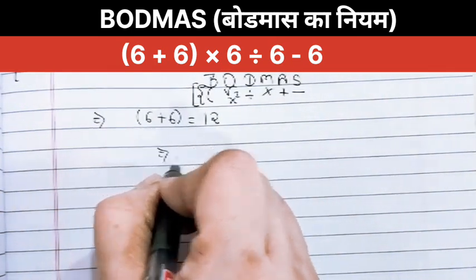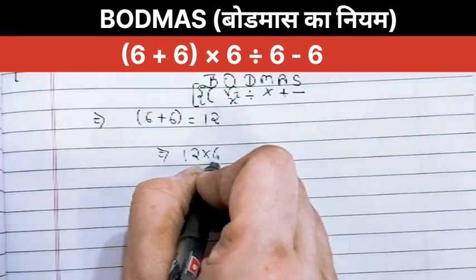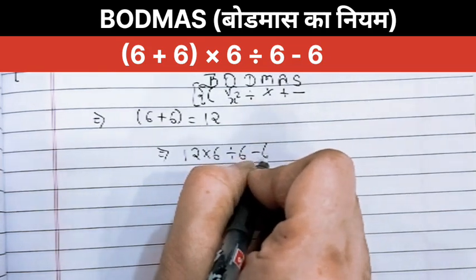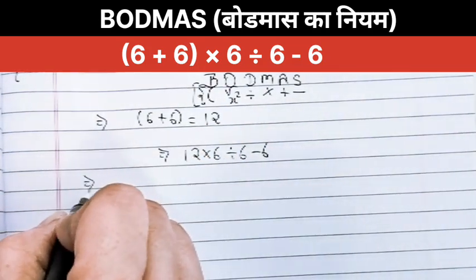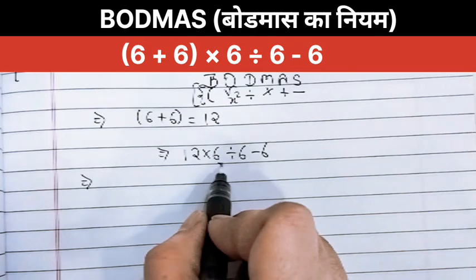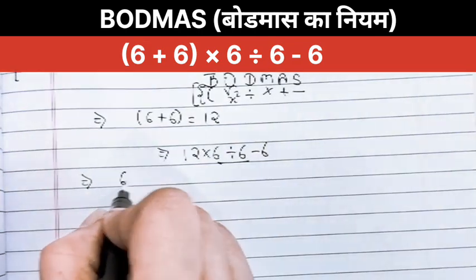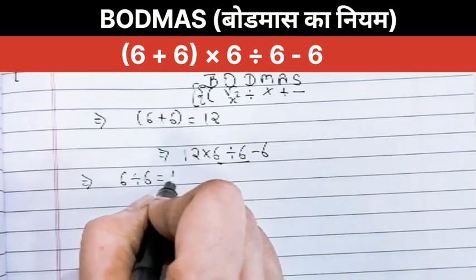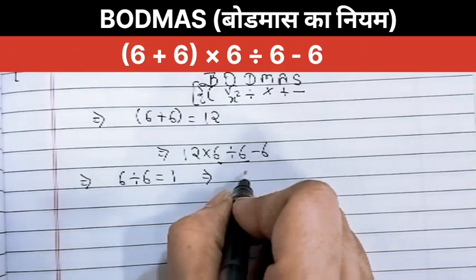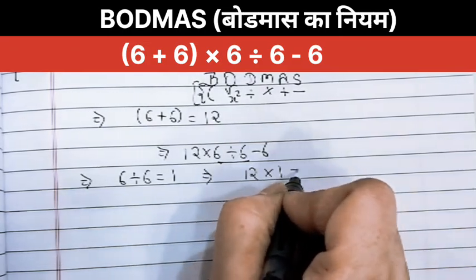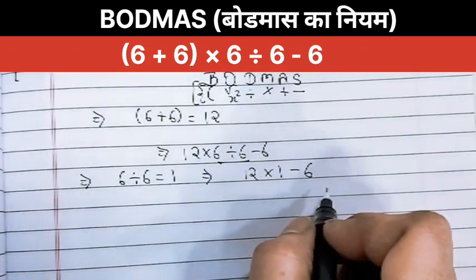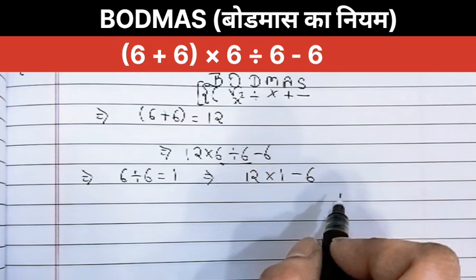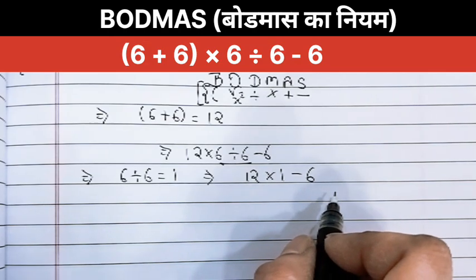So now the expression becomes 12 multiplied by 6 divided by 6 minus 6. According to step 2, division, we divide the values first. So first, 6 divided by 6 equals 1. And now the expression becomes 12 multiplied by 1 minus 6. According to this step 2, following BODMAS, division is performed before the multiplication and subtraction.